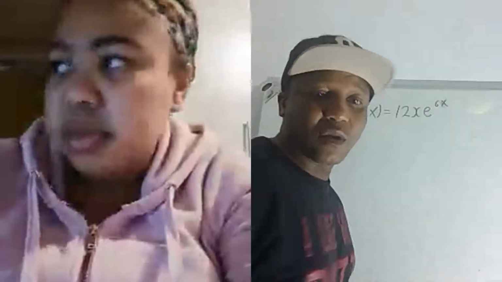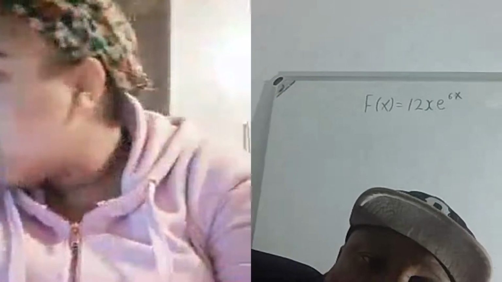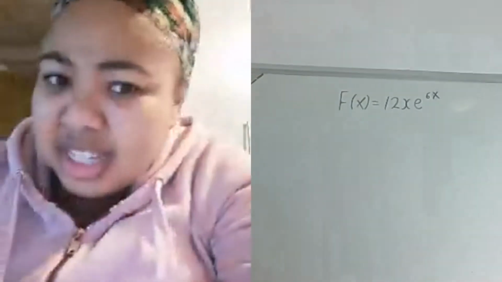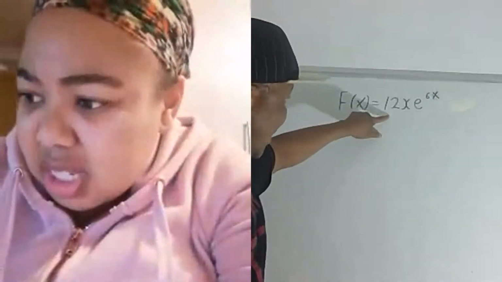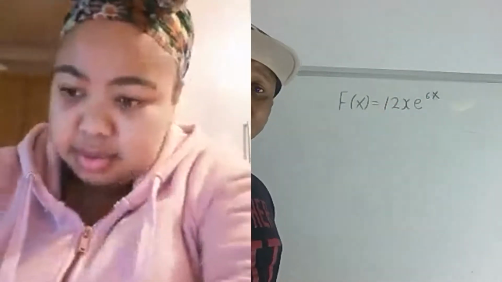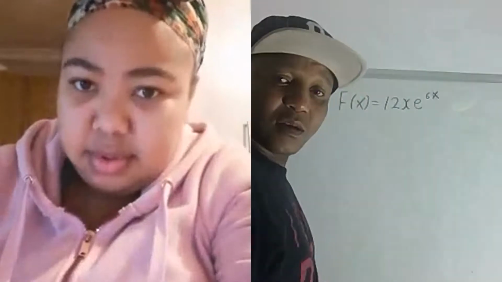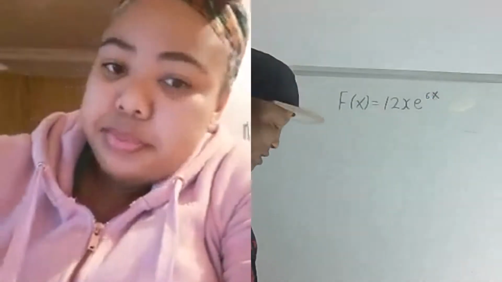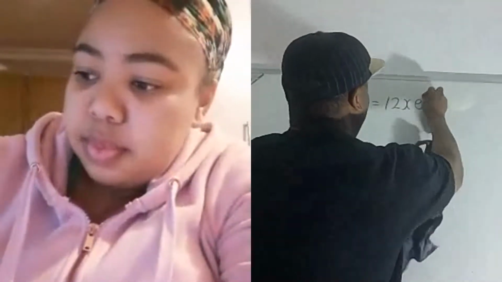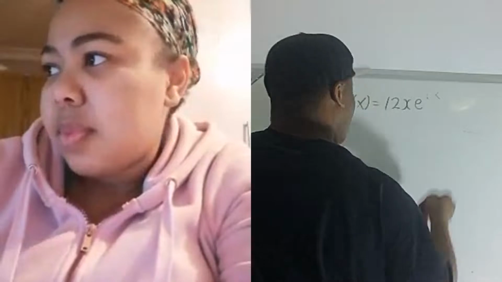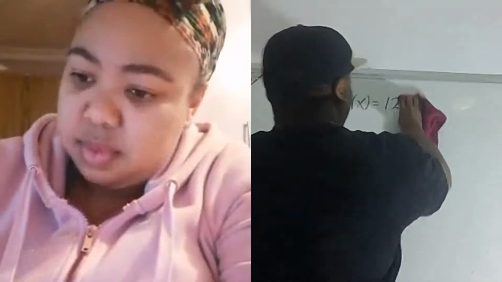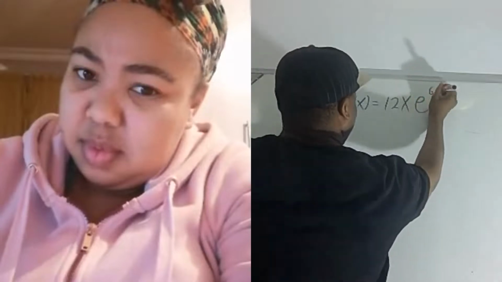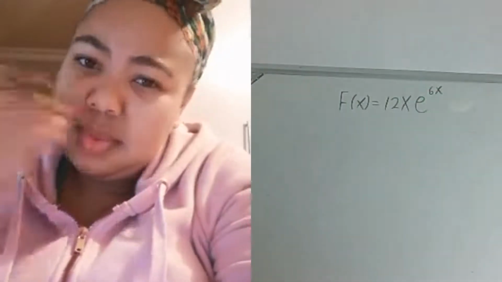So for product rule, let me put the camera closer. Is it e^(6x)? Yeah, 12x e^(6x). Should I write bigger so you can see? No, it's fine. If you cannot see, let me know. 6x. Let me write bigger so you can see better. 12x e^(6x), like that.